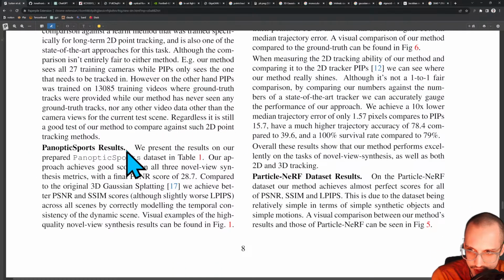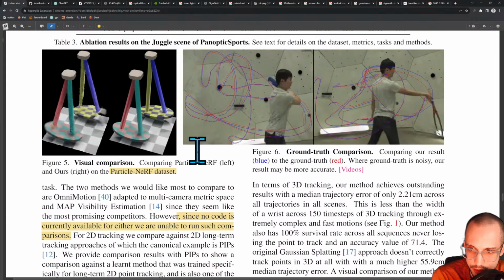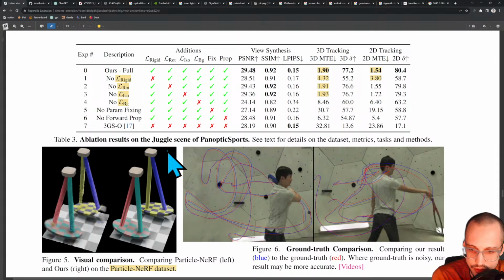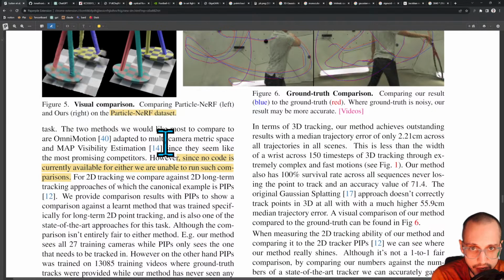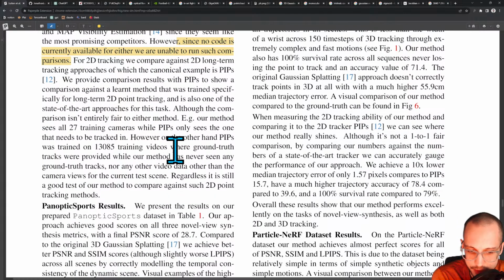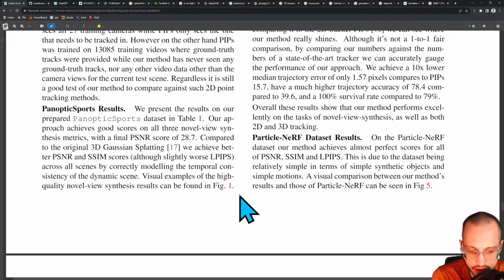Okay, so they're comparing against this PIPs here, but it's not exactly the right comparison because PIPs is kind of like a deep learning based approach that learns from a bunch of training data, right? These 13,000 training videos, versus this technique here is also learned, but you're learning the parameters of these Gaussians, so you only need the data specific to the scene.